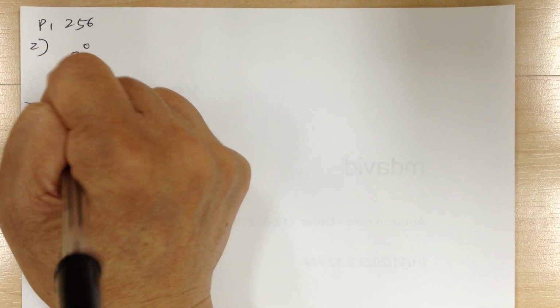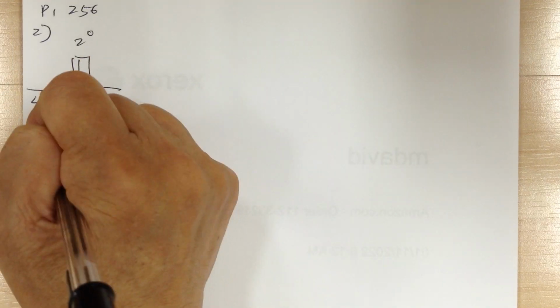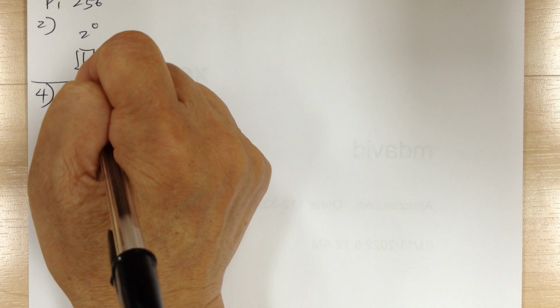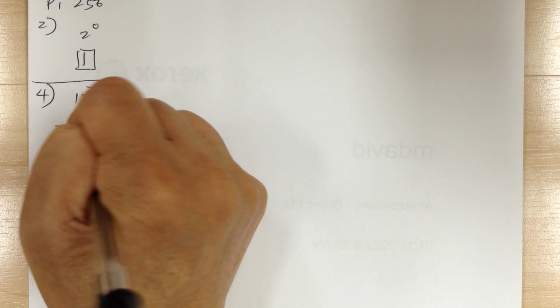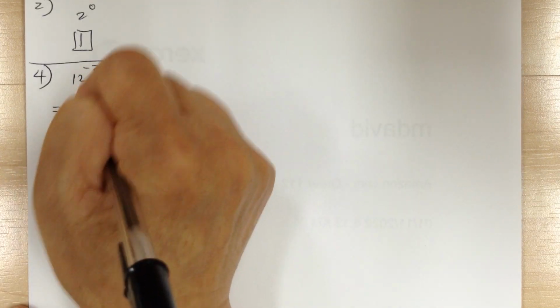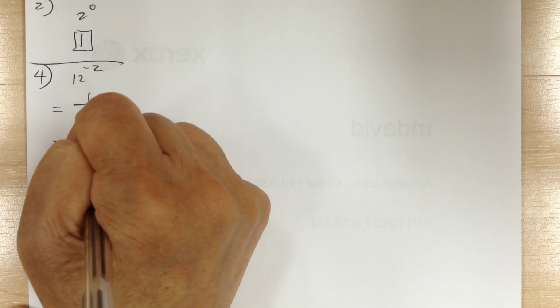Okay, number 4, you got 12 to the negative 2 power. So negative exponent, you use it to flip it over, so it becomes 1 over 12 squared, and then you evaluate, which would be 1 over 144.